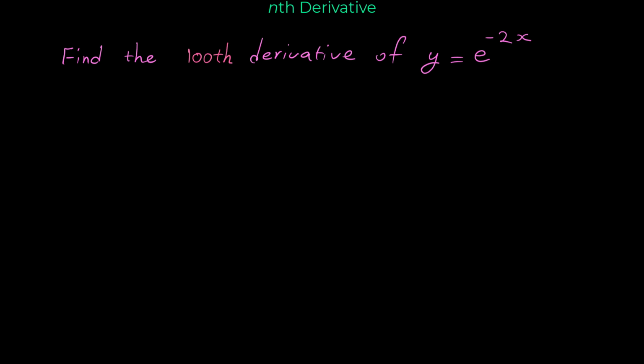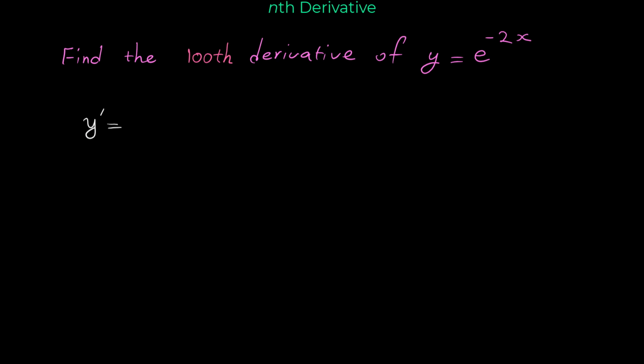Maybe you think that for answering this question we have to find the derivative of this function 100 times. Not really. We are not going to find the derivative 100 times. We are going to find the first, second, third, or maybe fourth derivative. Then we try to find a pattern in the derivatives, and then from the pattern we try to guess the desired derivative, which in this case is the 100th derivative. So let's start by finding y prime.